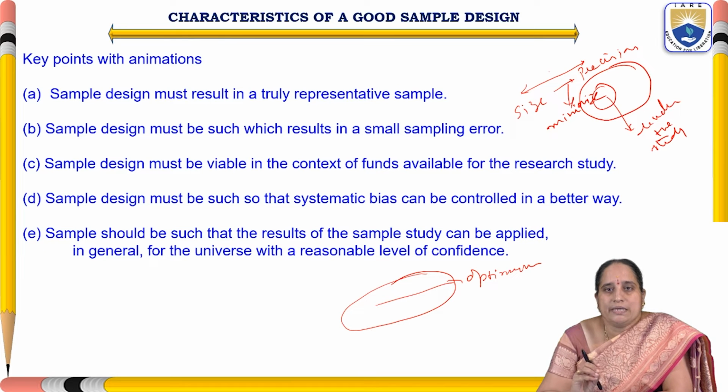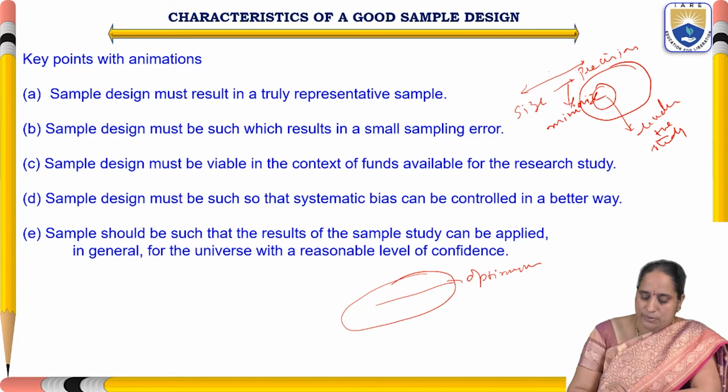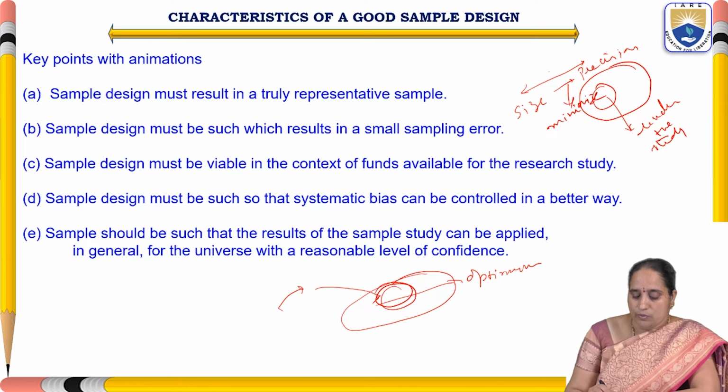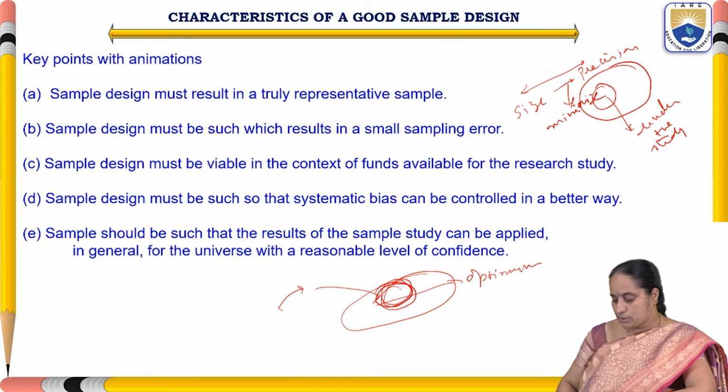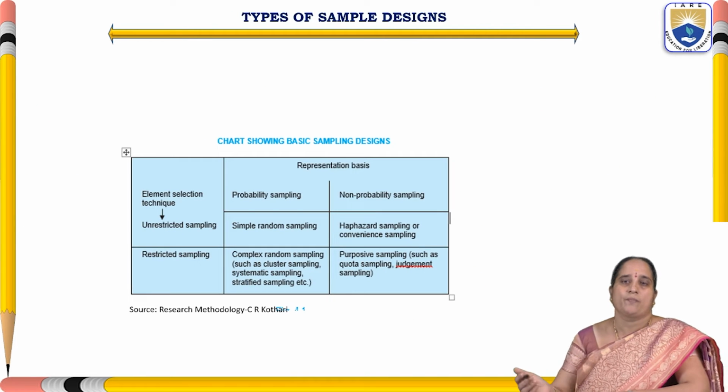The next one is that the sample study can be applied in general to the universe with a reasonable level of confidence. There should be some confidence level with which you select, because you feel that this particular sample is appropriate or more suitable to your study. In that way, we select the sample. So if a particular sampling design possesses all these characteristics, then it is said to be a good sample design.